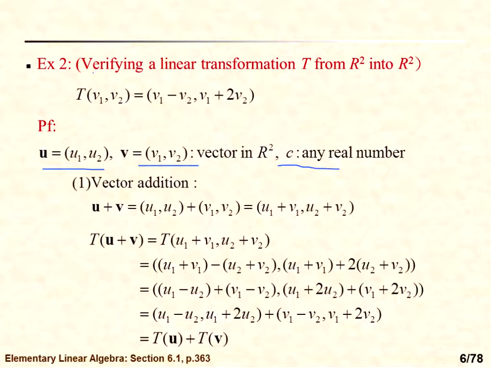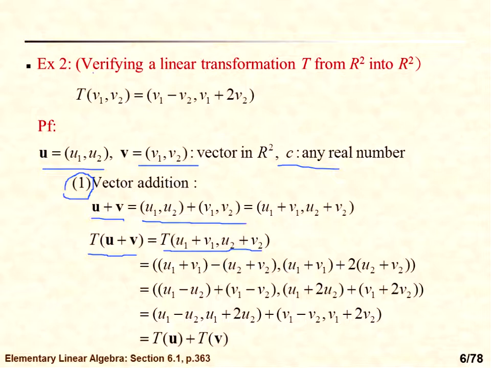Now for part one we have to show that T(U + V) is equal to T(U) + T(V). So let us assume there are two vectors, U + V is equal to (U1, U2) + (V1, V2), which is (U1 + V1, U2 + V2), and apply the transformation on both sides, left side and right side.